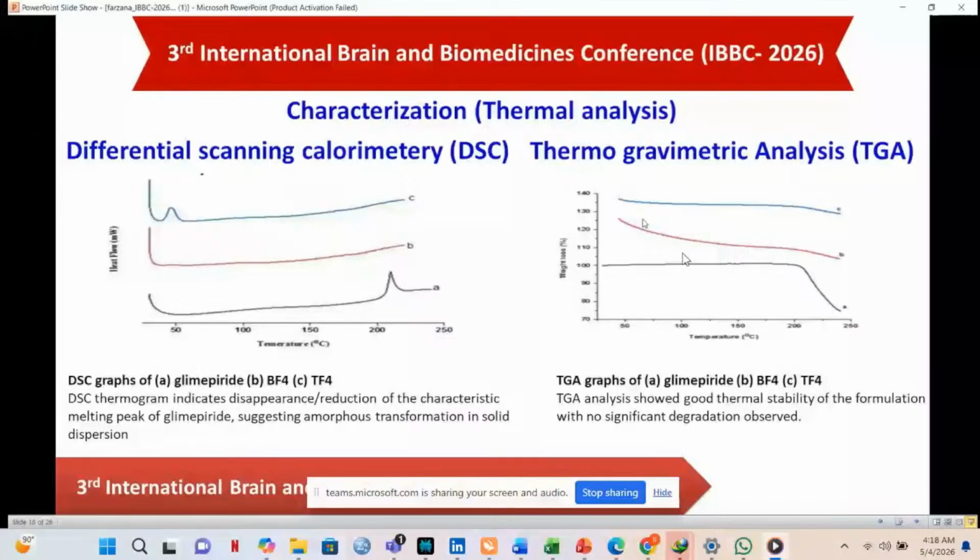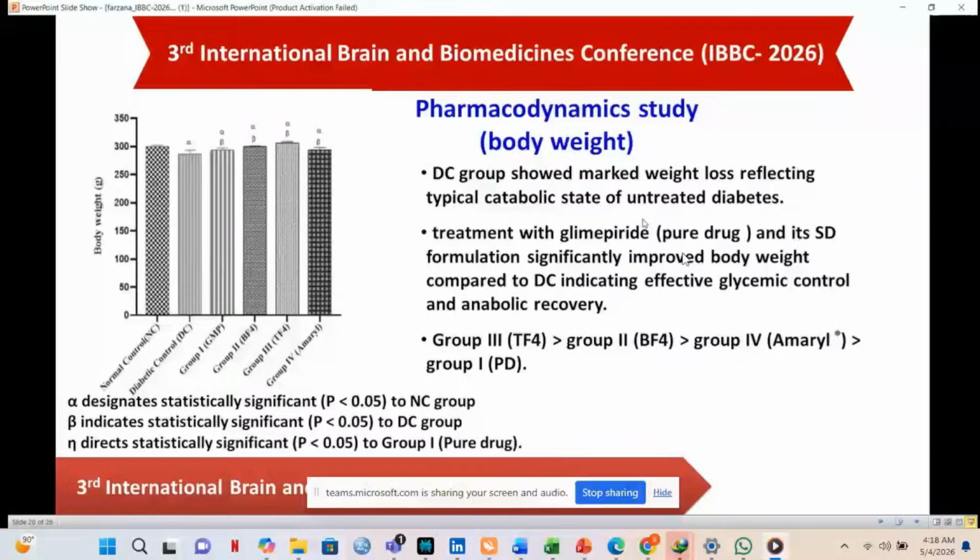Body weight: the diabetic group shows weight loss, showing the catabolic state, while the treatment group shows improved weight, showing the anabolic state. Next is the anti-diabetic study, where the treatment group shows faster reduction in blood glucose levels. Next is the liver function test. The diabetic group shows hepatocellular injury, increased liver enzymes and decreased protein level, and the treatment group shows hepatoprotective effects and restoration of the hepatic biomarkers.